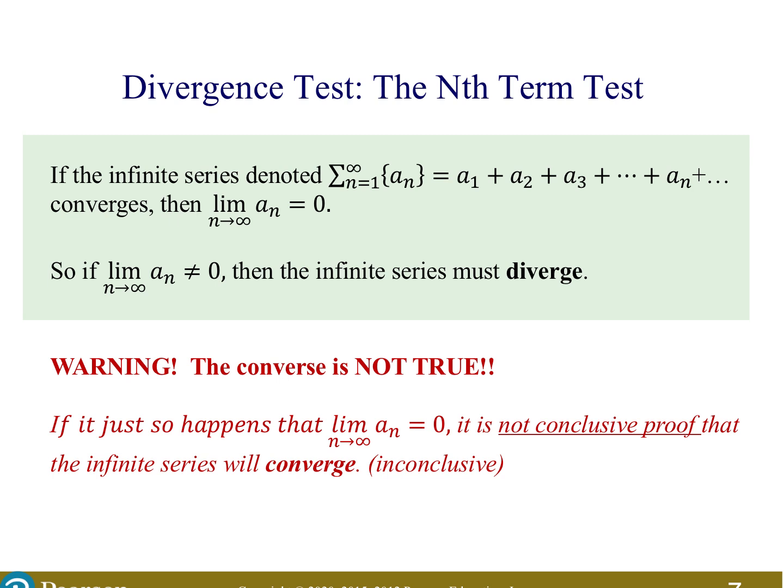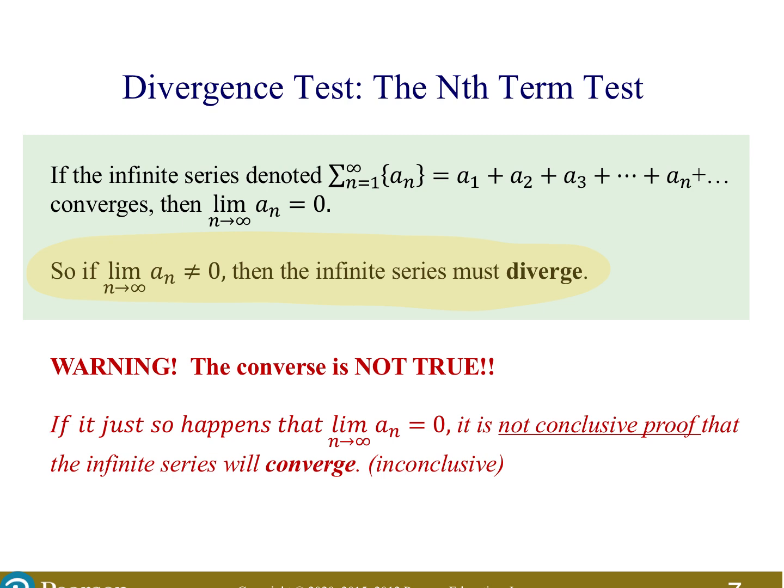The only thing that is true, that you've got to walk out of here with the understanding of, is this statement right here. The test that we're going to be talking about only guarantees divergence. It's the only test where you can only tell one thing from it. The infinite series must diverge. Okay, so switch over to your list.